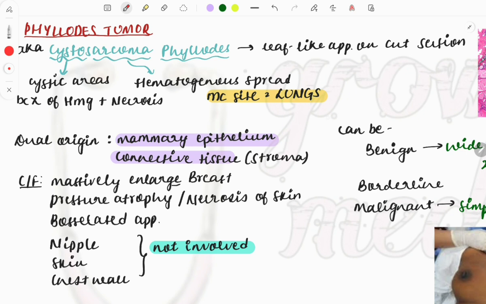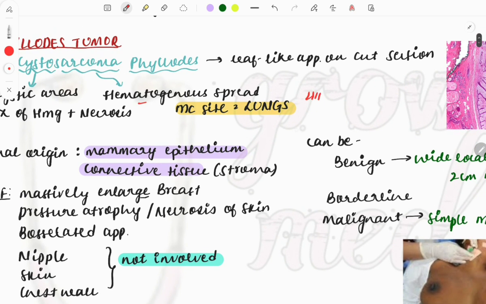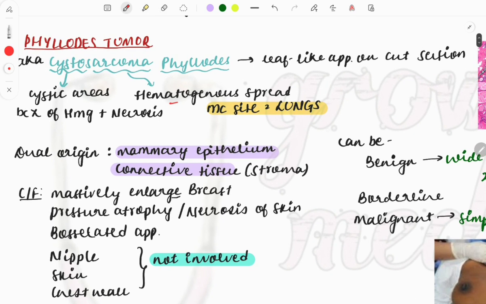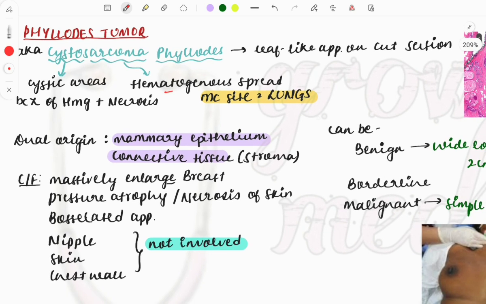It is called a sarcoma because hematogenous spread is seen, and this is a hint I will give you: whenever you see sarcoma in any tumor, think that it has hematogenous spread. All sarcomas will have hematogenous spread, and the most common site will be the lungs. Note it down somewhere and apply this concept to all tumors wherever there is sarcoma. So this is about the phyllodes tumor.